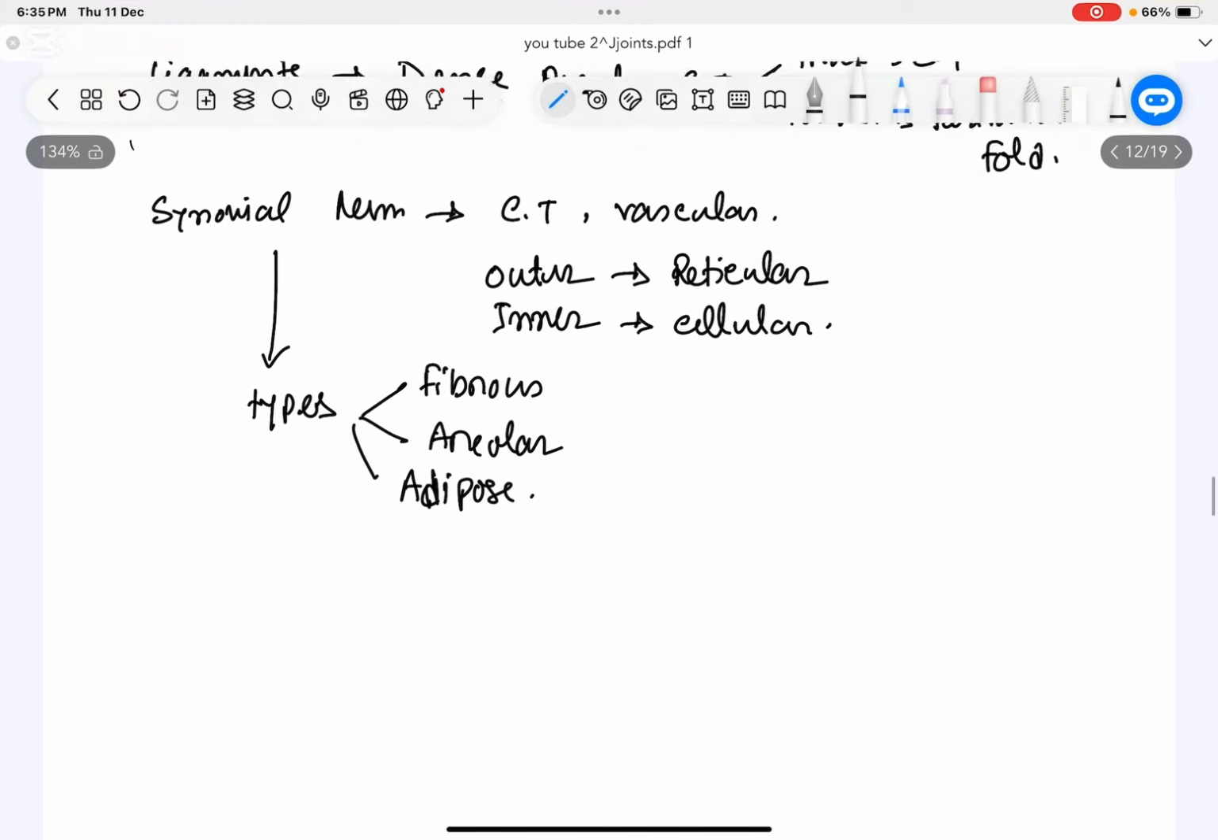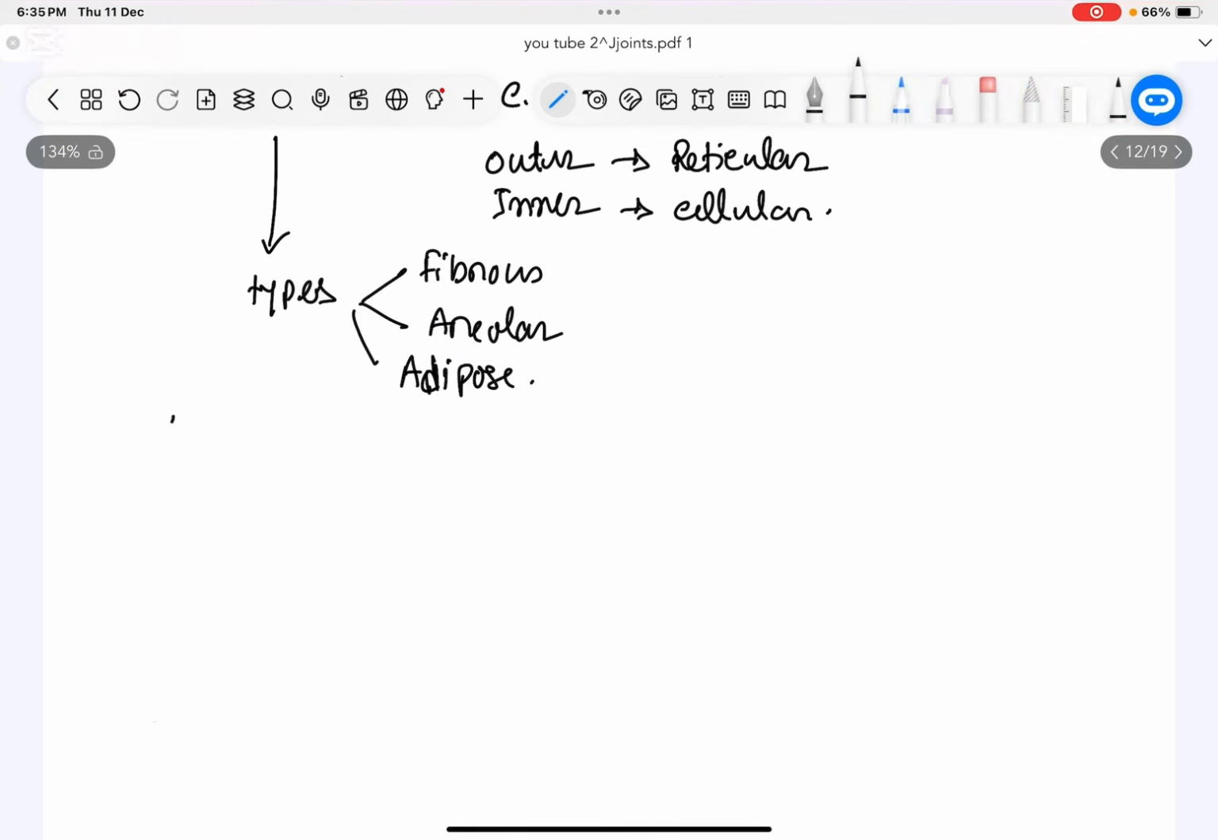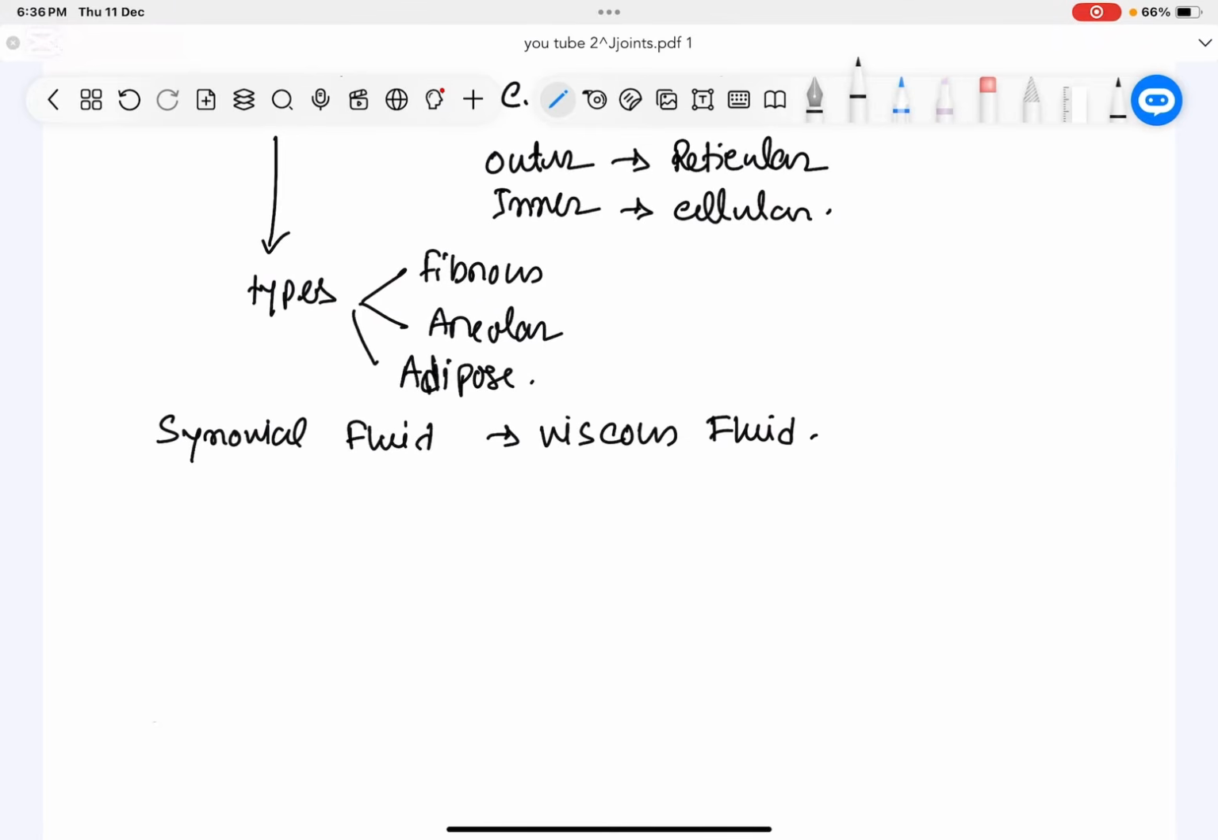We also can get inside the synovial membrane secreting fluid, that is synovial fluid. Synovial fluid is a viscous fluid. And what is the composition? We can get synovial fluid composition: protein, hyaluronic acid, collagenous substance, synovial cell, etc.